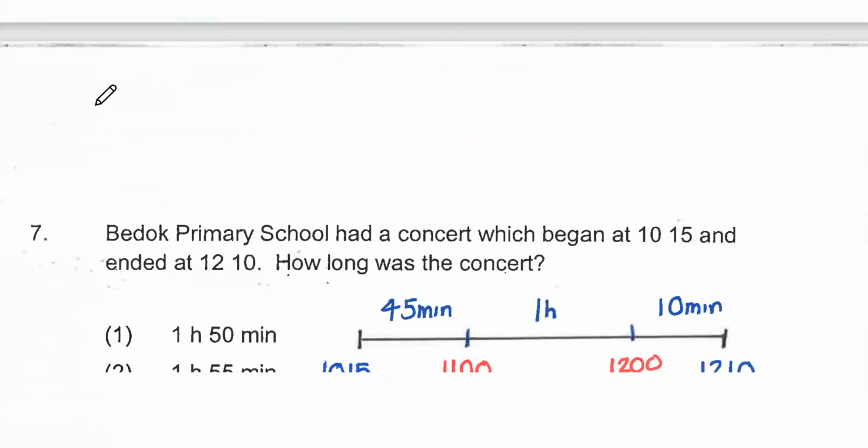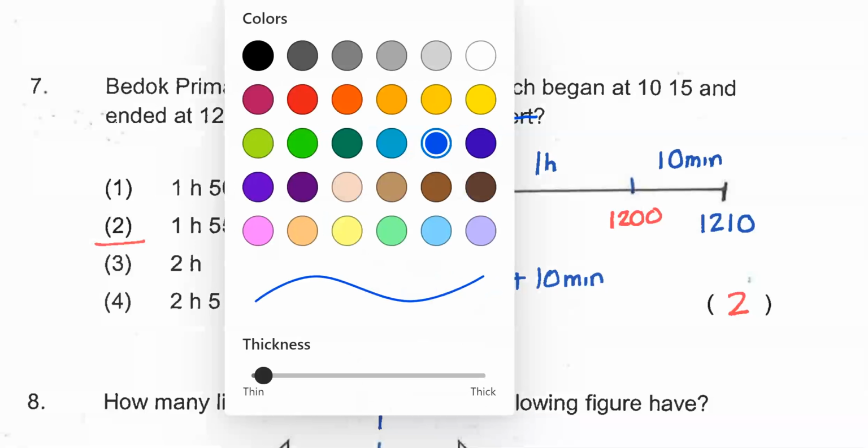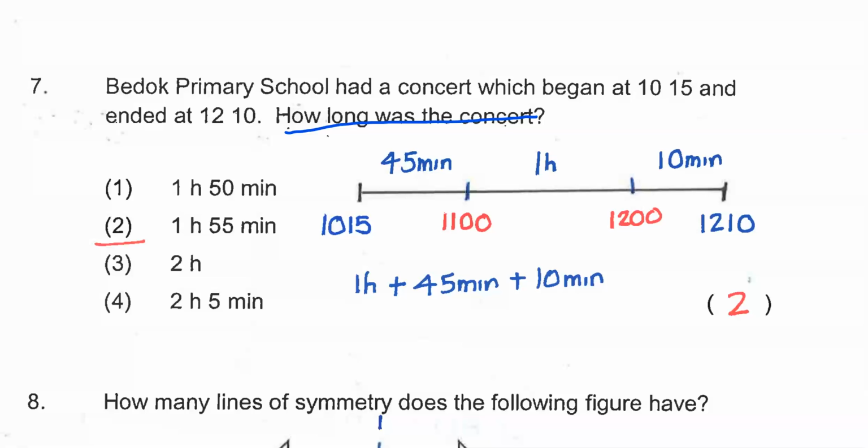Next, now you're going to find how long the concert was. How long the concert was, you're looking for duration. Duration, starting, very important. What you need to do is write the starting time and ending time. Then from the starting time, check out which is the next o'clock. So 11 AM is the next o'clock, and 12 PM is the o'clock before.